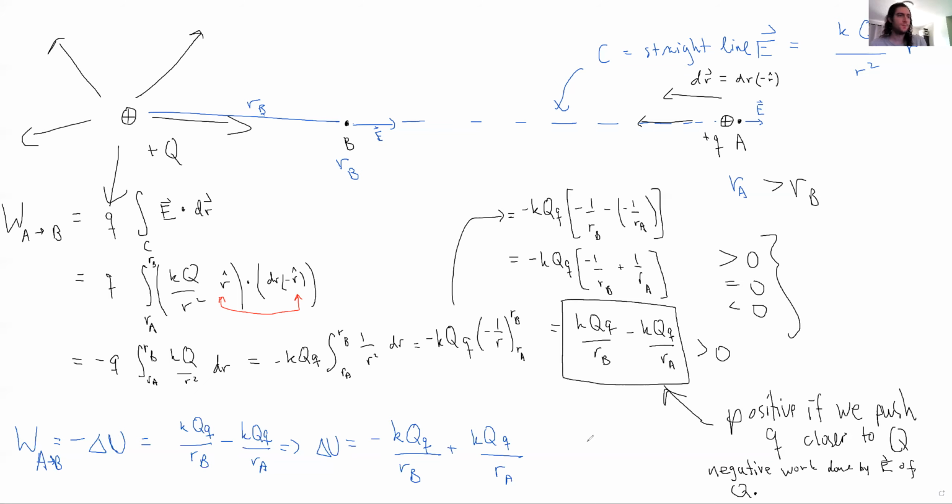Okay, just move the minus sign to the other side there. So the change in potential energy of the charge from the point A to the point B is given by this expression here.